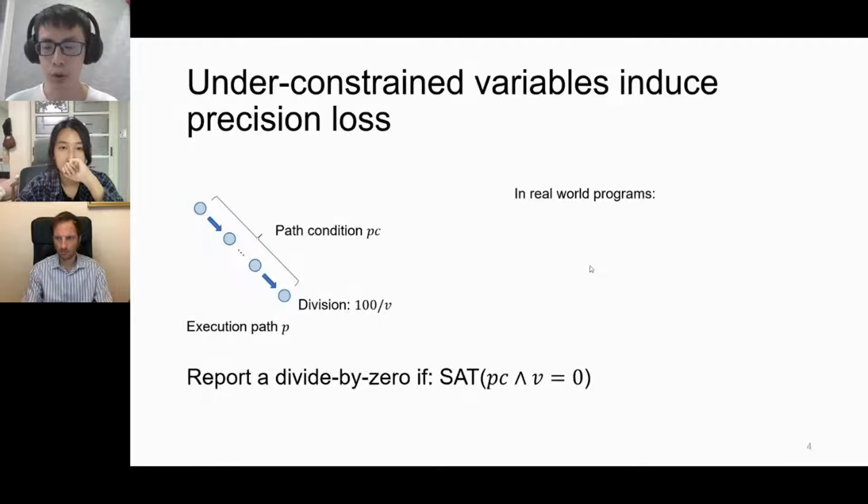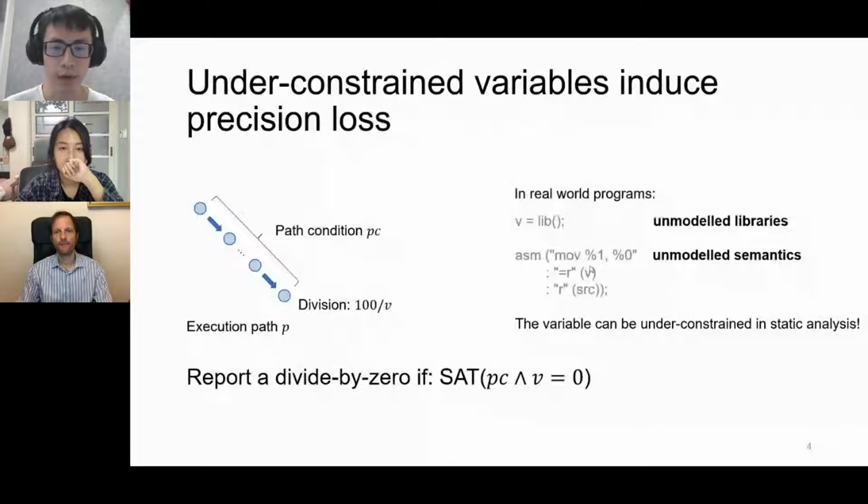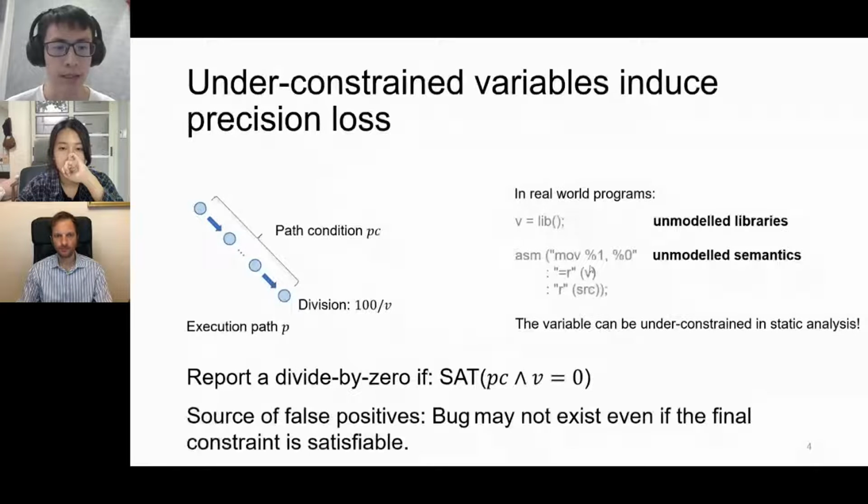However, in real-world programs, there are many unknown factors to static analysis. For example, the value of V may come from some unmodeled library calls. The computation of V may involve some complex language features such as inline assembly. When such cases happen, the variable can be under-constrained in static analysis. And when such under-constrained variables appear in our final constraint, it can lead to massive false positives.